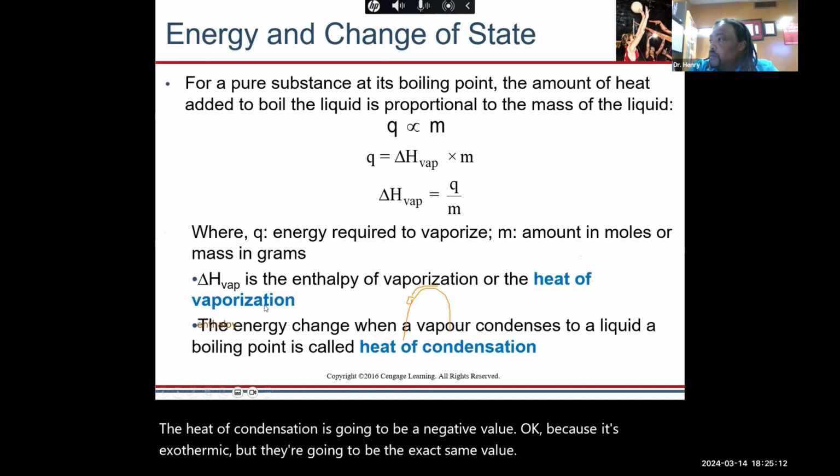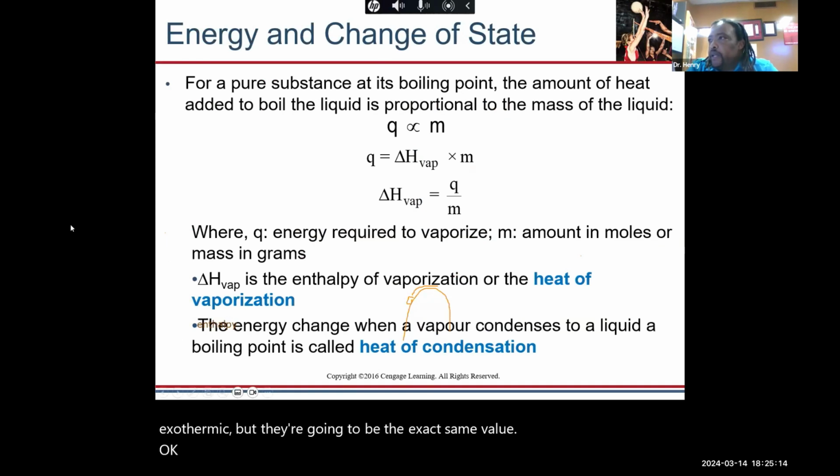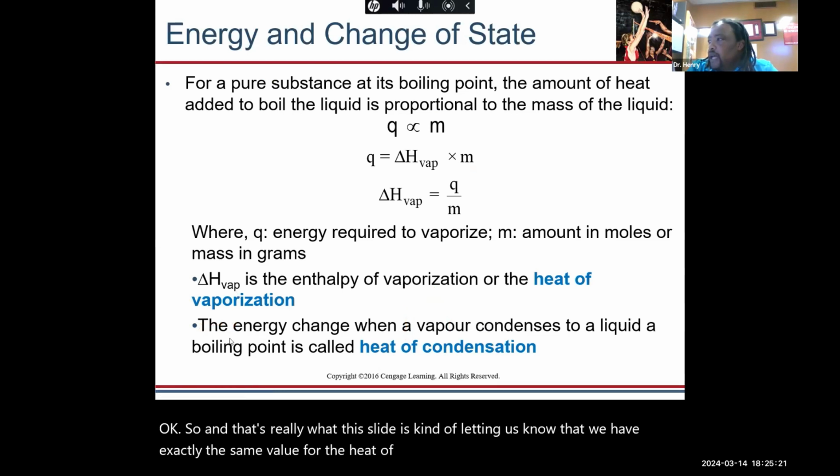Okay, and that's really what this slide is letting us know, that we have exactly the same value for the heat of vaporization and the heat of condensation. The only thing is the sign is going to be different. Okay.